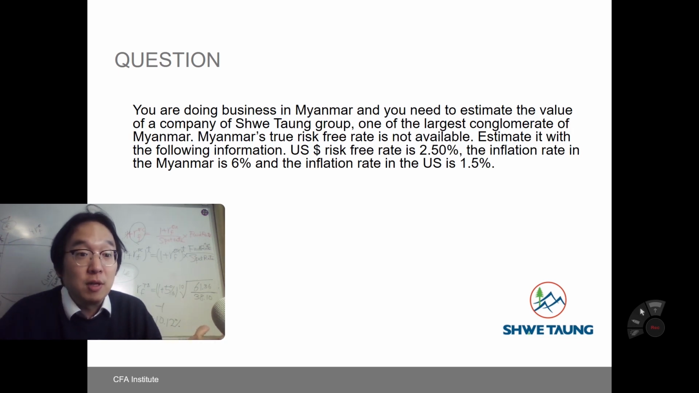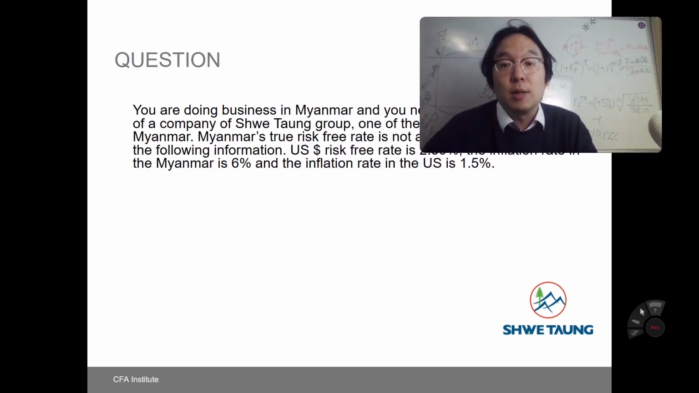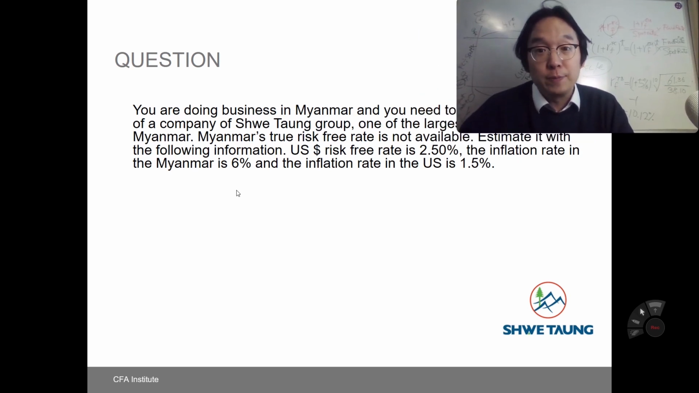No risk-free rate available. What could be a good benchmark for it? Estimate it with the following information: the US dollar risk-free rate is 2.5%, the inflation rate in Myanmar is 6%, and the inflation rate in the US is 1.5%. So what do you have? The differential inflation. Can you try to solve it somehow? Go ahead and do it. I give you 5 seconds, or you can pause it and then try it.